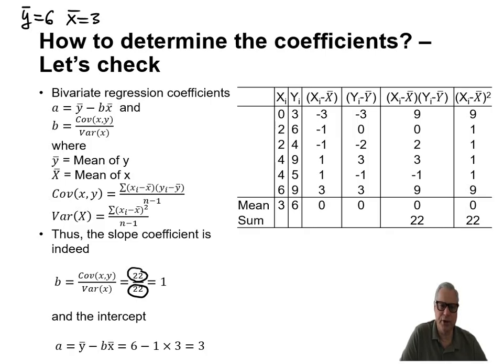What's important is that you remember the formula for the slope coefficient, the covariance of x and y over the variance of x, and the formula for the intercept, which is y bar minus b times x bar. Okay, let's stop here, and then let's continue with the concept of unbiasedness in the next video.